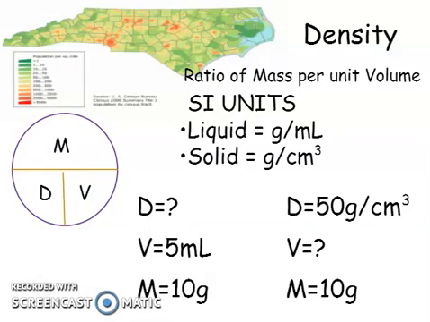All right. Now let's look at the density equation. All right. So to measure density, that's the ratio of mass per unit volume. The ratio of mass per unit volume. So in SI units, density, the unit here, if it's a liquid, is the gram per milliliter. If it is a solid, it is the gram per centimeter cubed. All right. What is the density if I give you volume and mass? So density equals mass divided by volume. Mass equals density times volume. And volume equals mass divided by density.